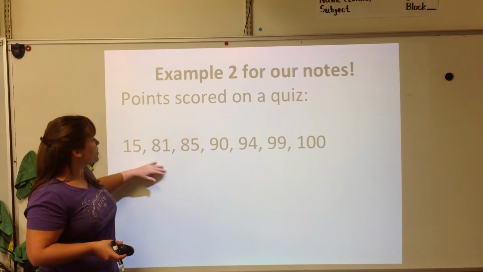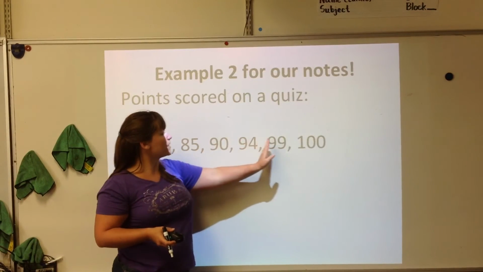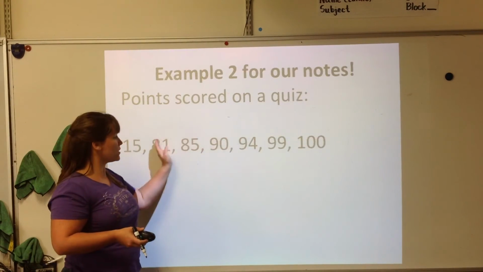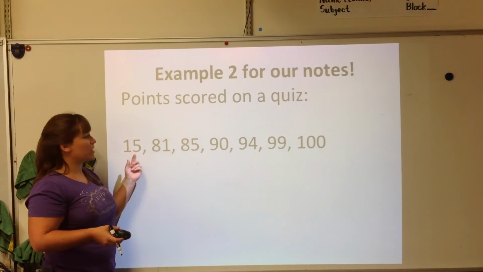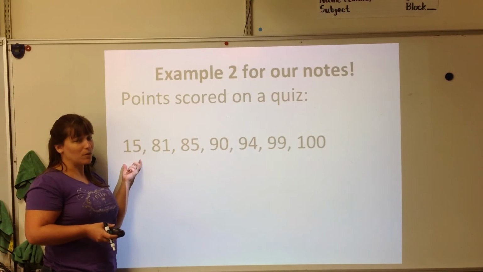So now we're going to look to see if there are outliers. And I'm looking at 80, 80, 90, 90, 90, and 100. That's really close together. And now I got this one, and I did put these in order already for you. This 15 is really small compared to the other numbers. I'm thinking this is an outlier.